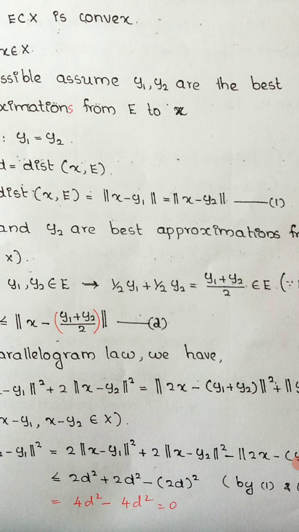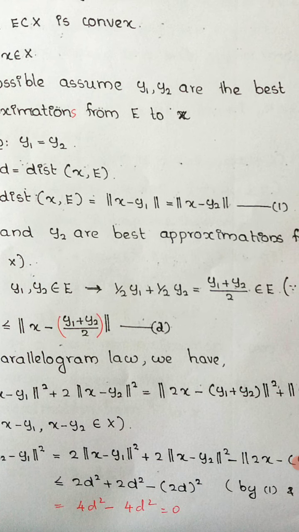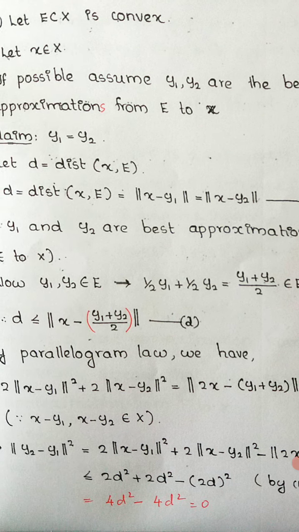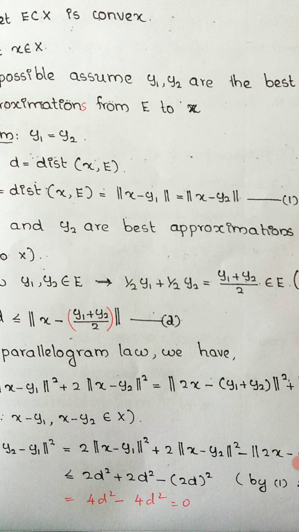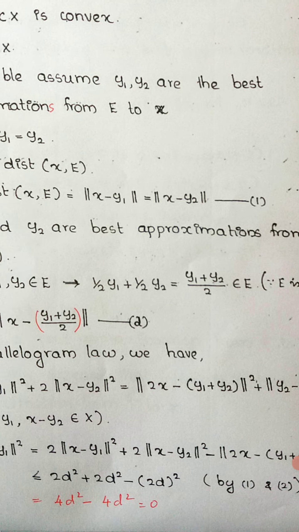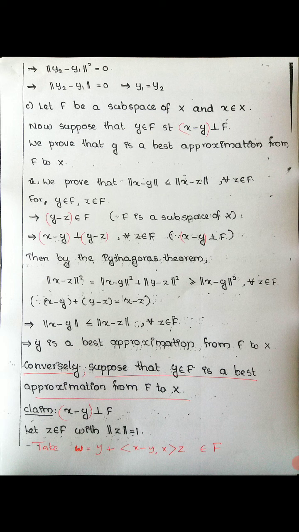In each case you see less than or equal to norm of x minus y1. Norm of x minus y1 is taken as d, norm of x minus y2 is taken as d. So 2d square plus 2d square, and the other one again d, that is norm of 2x minus y1 plus y2 square. From equation 2 we get d is less than or equal to norm of x minus (y1 plus y2) by 2. So ultimately this is less than or equal to 2d square plus 2d square minus 4d square, which is 0. That is, norm of y2 minus y1 square equals 0, so y1 is equal to y2, because norm of y2 minus y1 is 0. That is, the uniqueness part is proved.